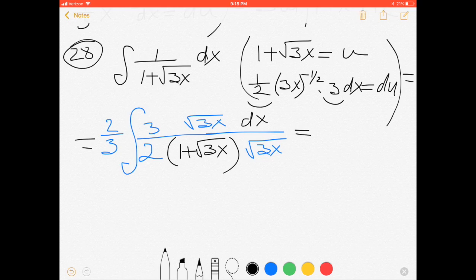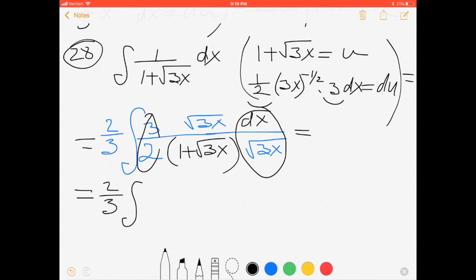All coefficient and dx over root gives us du. Great. This means now we have 2/3, but square root of 3x in numerical will be u minus 1, then du divided by u.